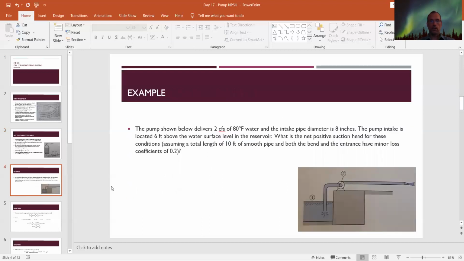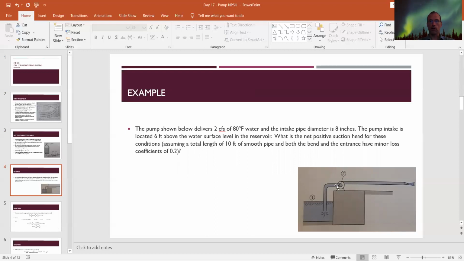Probably the best way to see this is using an example. So I have a system here, I have a pump that's at location 2. This pump here, I want it to deliver 2 cubic feet per second of 80-degree Fahrenheit water. Intake pipe diameter here is 8 inches. This is 6 feet above the surface of the water, so 6 feet height difference between where the pump is located and the surface of the water. I want to know the net positive suction head for these conditions.